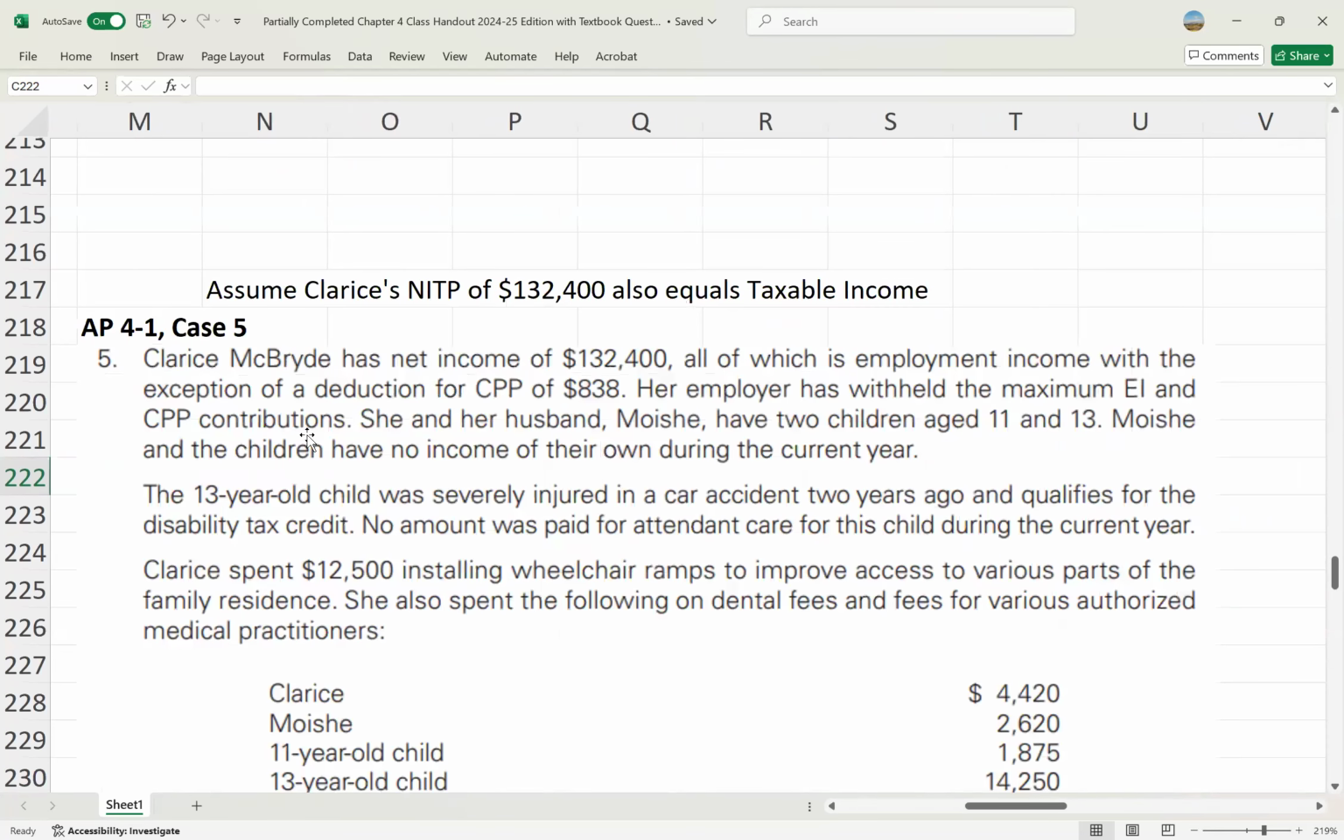We have this taxpayer, Clarice, and Clarice has net income of $132,400. Now, we're going to assume that her net income of this amount also equals her taxable income. So one thing that we learned all the way back in chapter 1 is that when you're tackling these sort of income tax liability problems, you need to first make sure that the net income for tax purposes is calculated. This has already been done for us. Once you calculate net income for tax purposes, you want to then calculate taxable income. Now, we're just going to assume that the amounts are the same for this particular question. And so those calculations have been done for us.